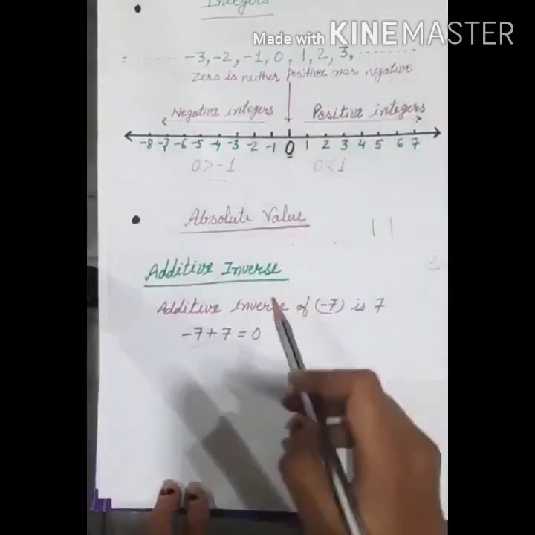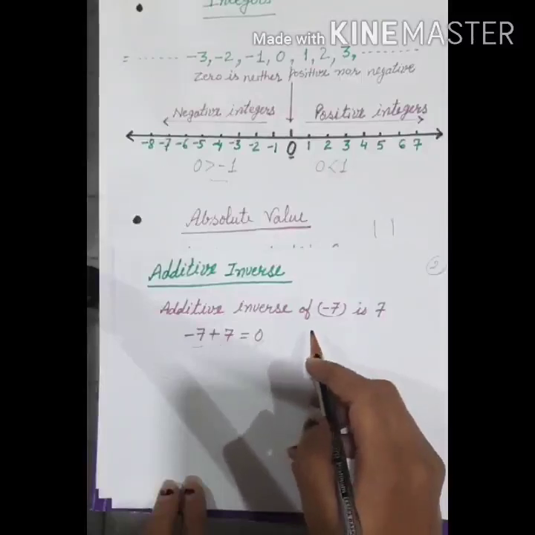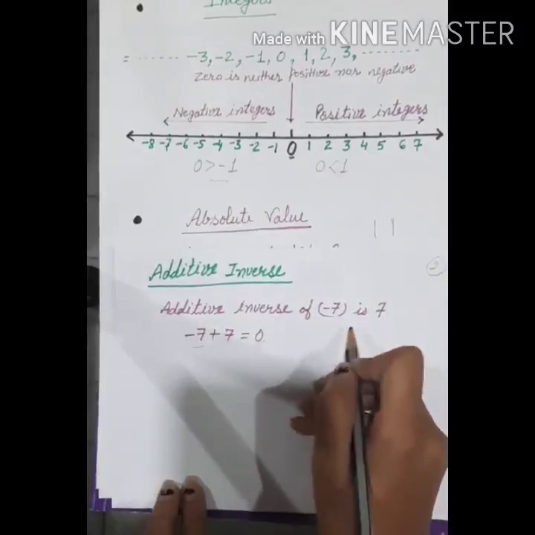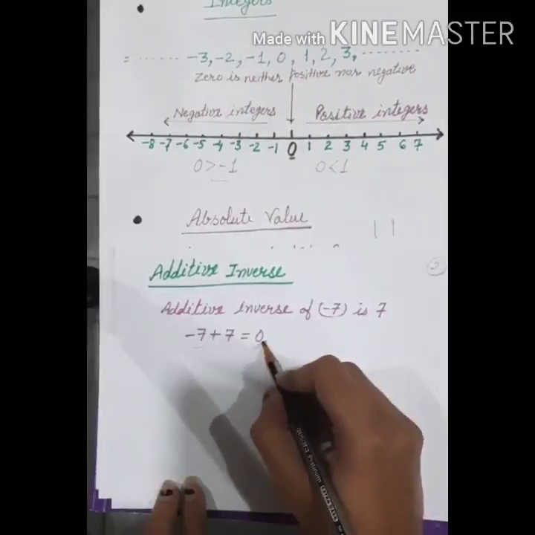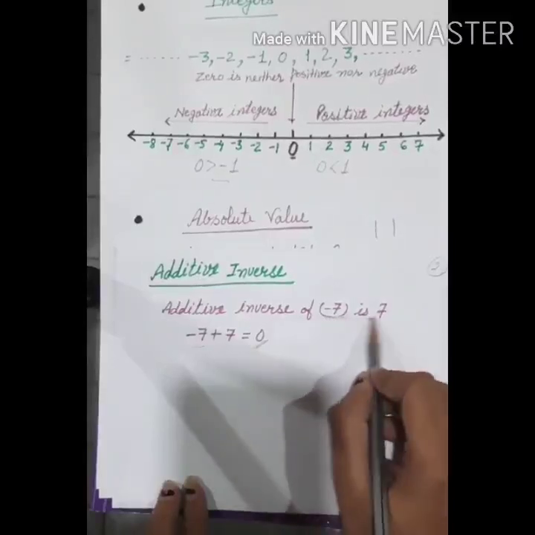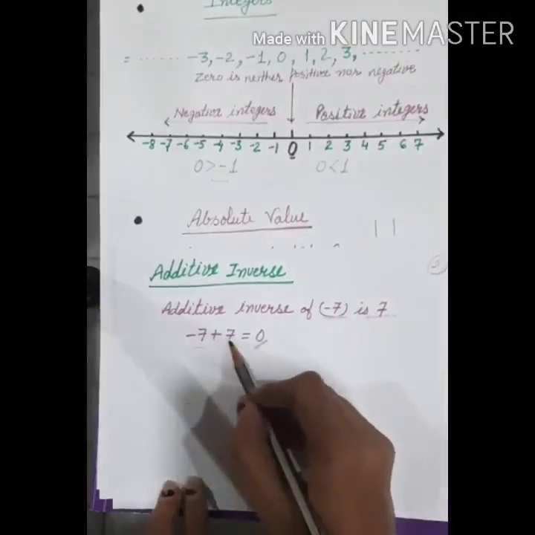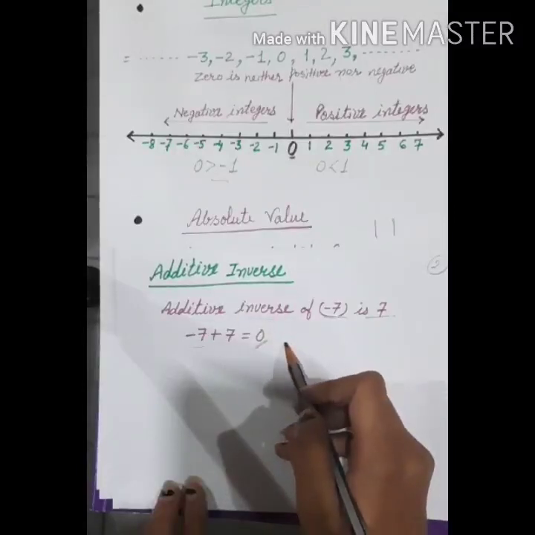Additive inverse. When we add two integers with the same absolute value but opposite signs, their sum is 0. For example, the additive inverse of -7 is 7. -7 and 7 are additive inverses of each other.